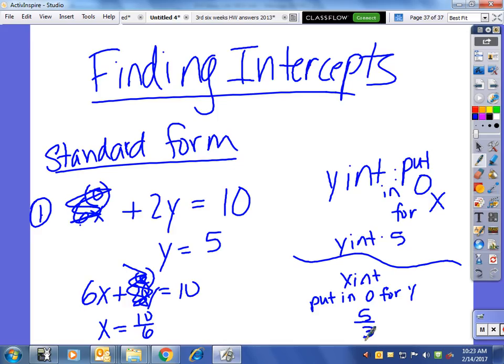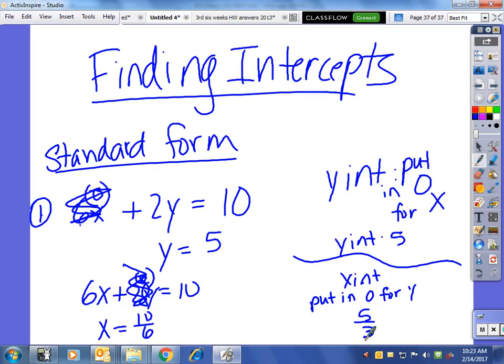So again, sometimes this is called the cover-up method. If you want the y-intercept, cover up the x's, because you're really putting a 0 in for x. If you want the x-intercept, cover up the y's. What you're really doing is putting a 0 in for y. And then you've got just a little baby equation.